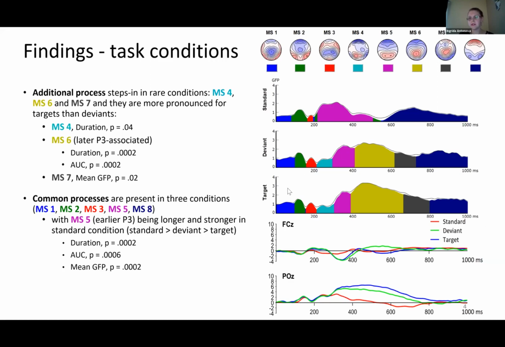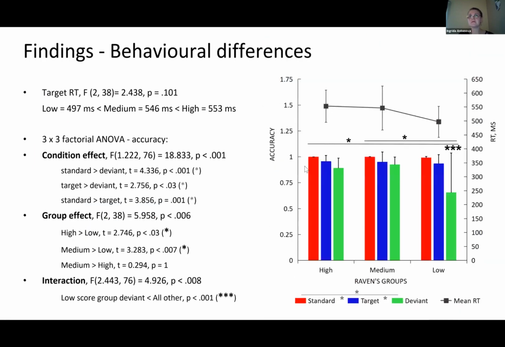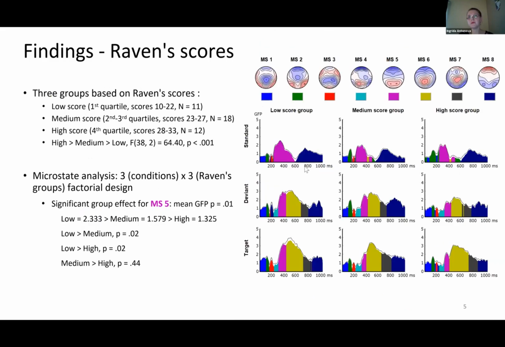So we asked the question, if we can see these differences related to Raven scores. For that, we grouped our participants into 3 groups based on Raven scores and applied a 3 by 3 factorial microstate analysis. So you see the same maps, and now in columns you see groups.